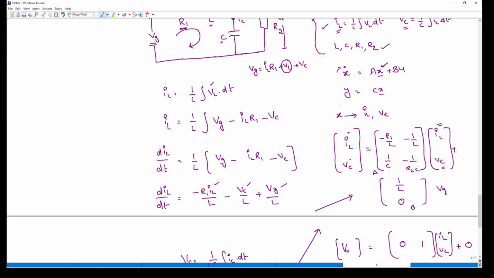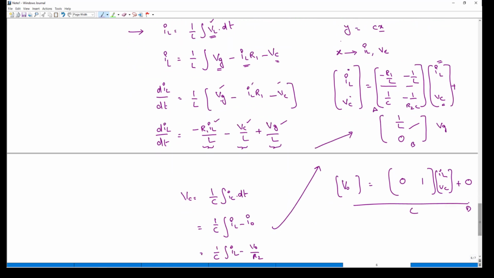In order to find the ABCD matrices, take the inductor equation. IL dot is equal to 1 by L VL. The voltage drop across the inductor is equal to the input voltage minus the voltage drop across the resistance minus the capacitor voltage. So 1 by L into Vg minus IL R1 minus Vc. Everything is in the form of known parameters, so we will segregate the input and output. There is one parameter of IL, one of Vc, and one of Vg.